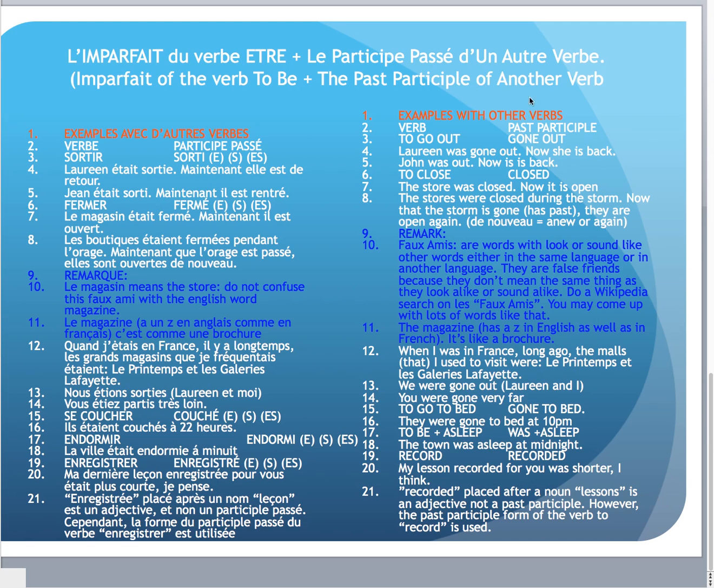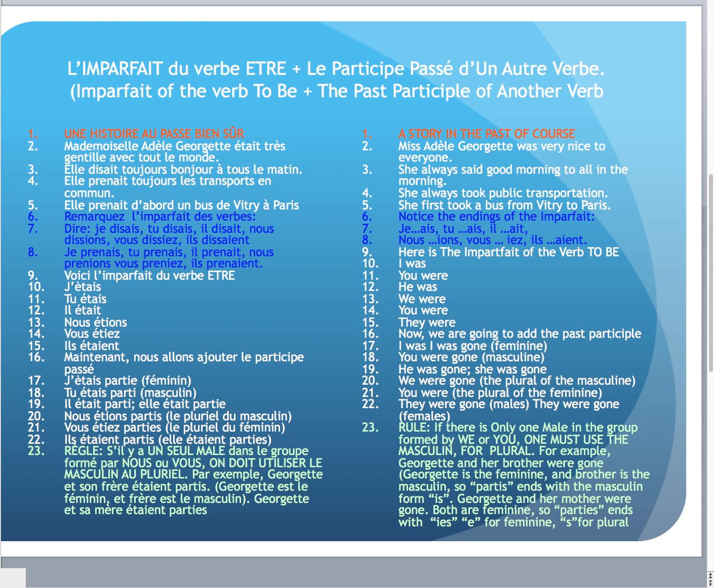Examples with other verbs. Exemple avec d'autres verbes. The verb here is sortir, to go out. Sortir, the verb sortir, to go out. Notice it ends like partir. Partir, it ends with IR, and sortir ends with IR. So partir was on the first page here. There, partir, j'étais parti here. Actually, the verb is not spelled out, and that was an omission. It was supposed to be spelled out first. Partir, so we know what we're dealing with.